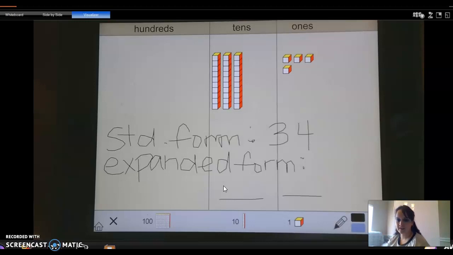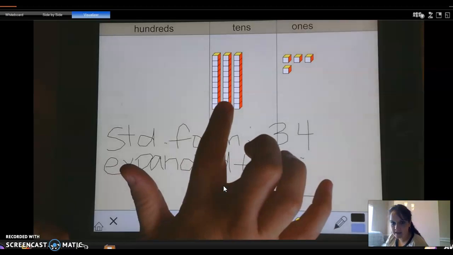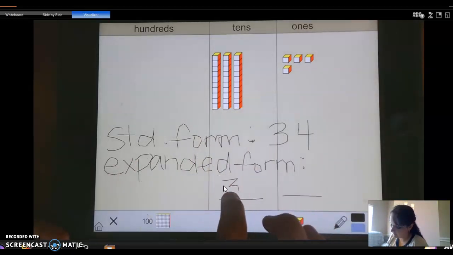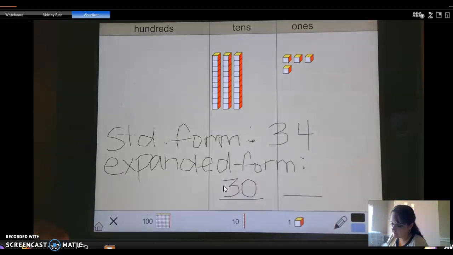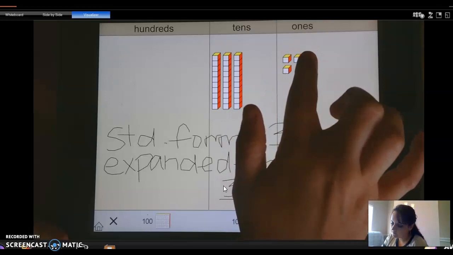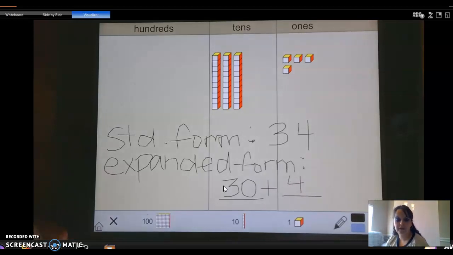Okay, let's check. What is the value of the tens place? 10, 20, 30. And then the value of the ones place? 1, 2, 3, 4. So expanded form for the number 34 is 30 plus 4.